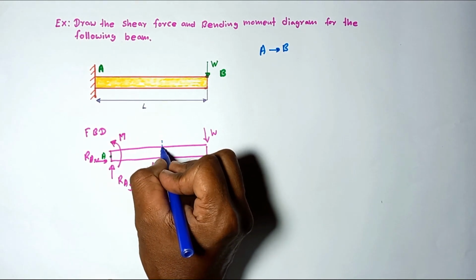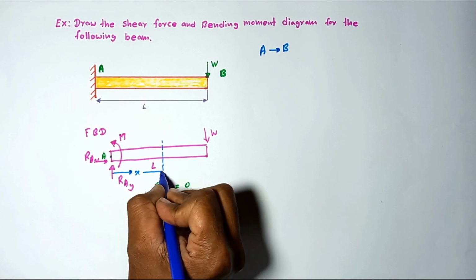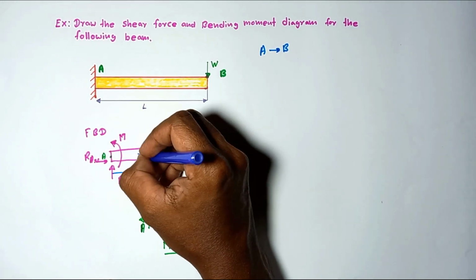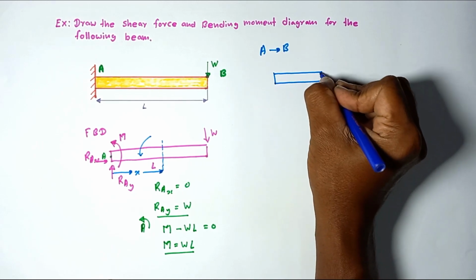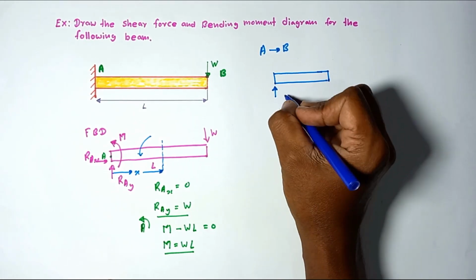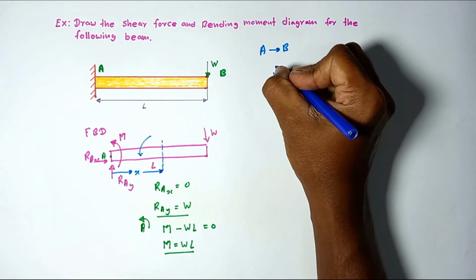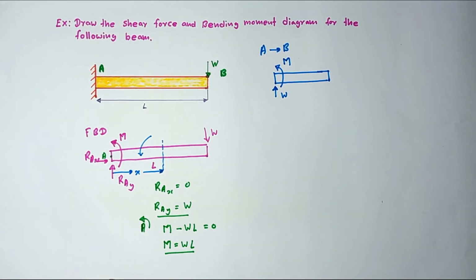Somewhere in here I am going to introduce an imaginary cut at a distance x from A. Then for this beam part I am going to draw the free body diagram first. What are the forces acting on it? The vertical force W is acting at the fixed support end. Then the moment M from the fixed support is acting, and also we have to mark the shear force.